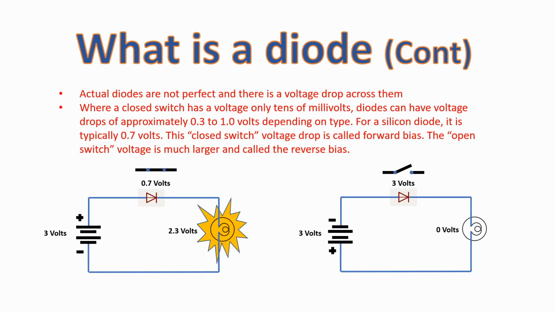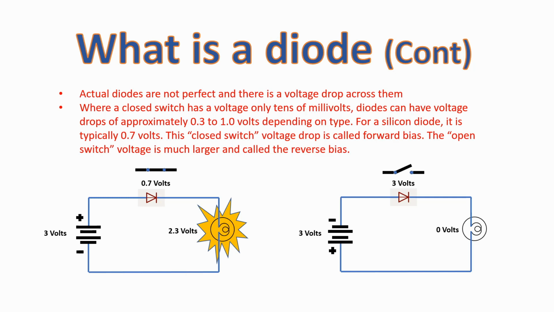Actual diodes are not perfect, and there is a voltage drop across them when it's a closed switch. A conventional switch has a voltage drop too, but it's typically very, very small, tens of millivolts or something, whereas a diode can have voltage drops of 0.3, even 1 volt, depending on the type. For a silicon diode, it's typically 0.7 volts, and that's what we're going to choose in the discussions going forward.